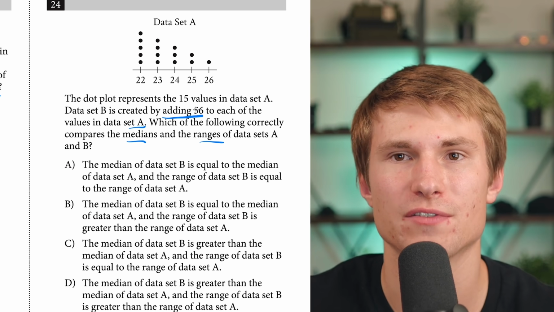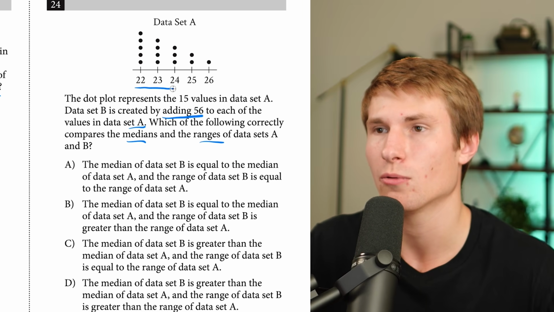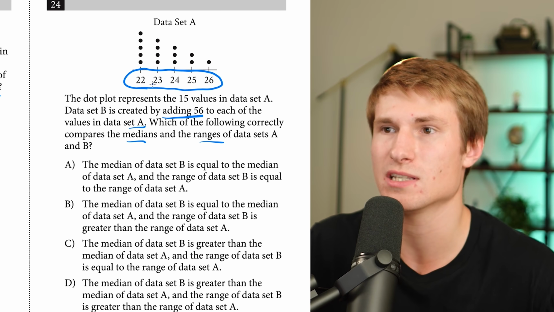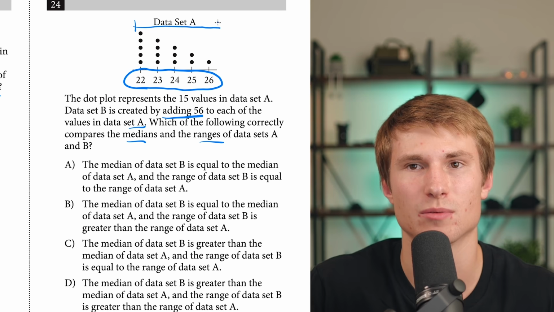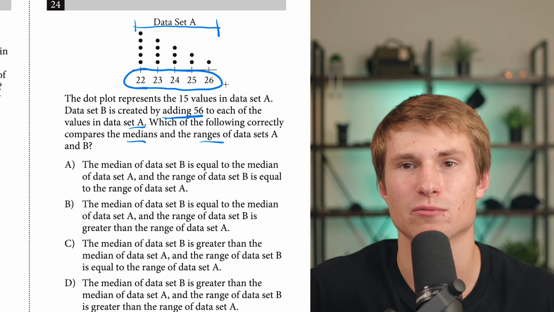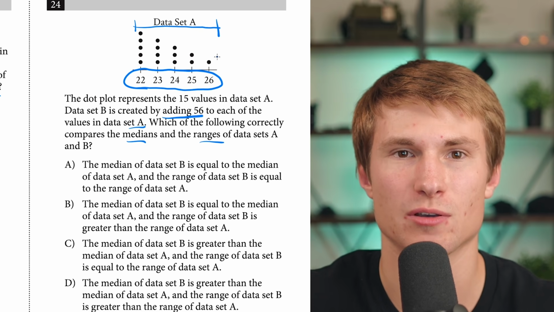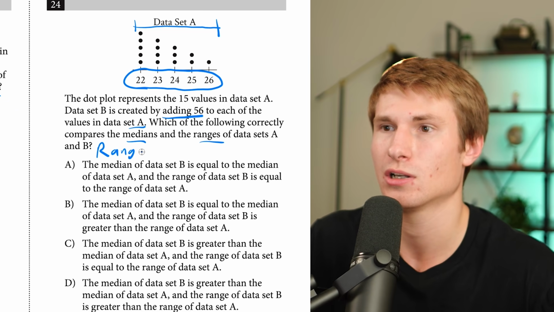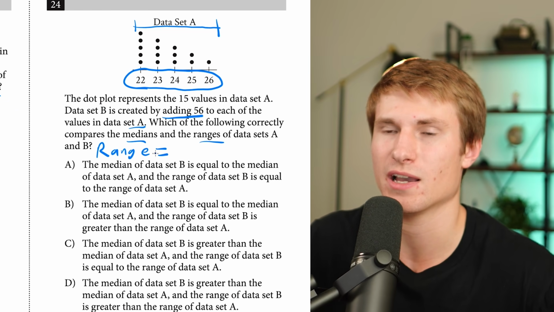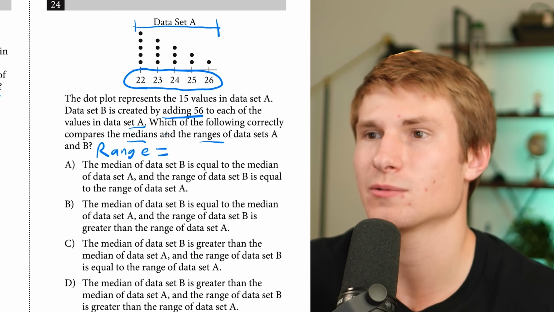Well, we know that if we add 56 to each of the values in dataset A, we ultimately are just going to change these values, but we're not actually going to change the range, or in other words, the distance from the minimum to the maximum. We are just going to change what value the minimum is and what value the maximum is, but not what the range is or the difference between the two. So our range will stay the same. So we can go ahead and write that range is going to stay the same. I'll just represent that as range is equal. Now, the next thing we need to take a look at is the medians.